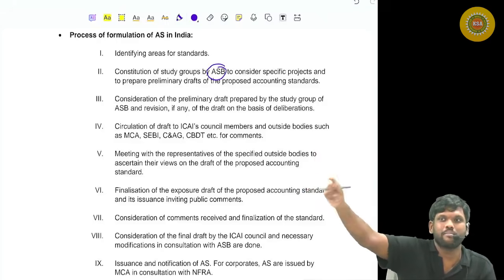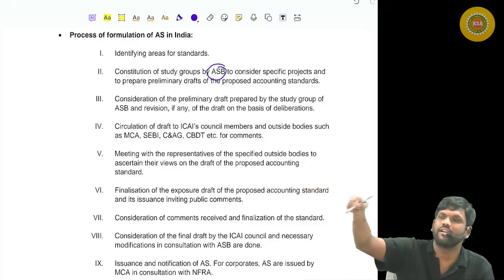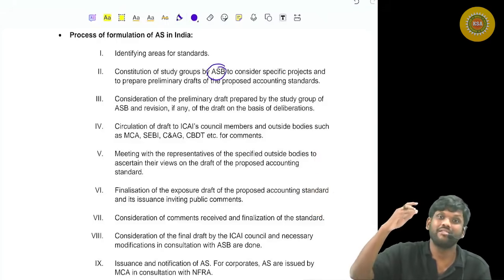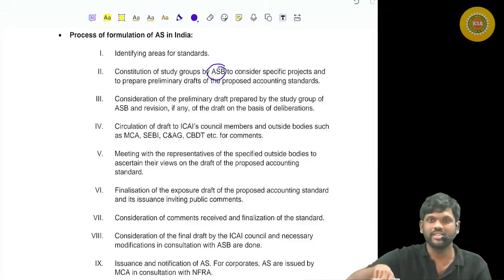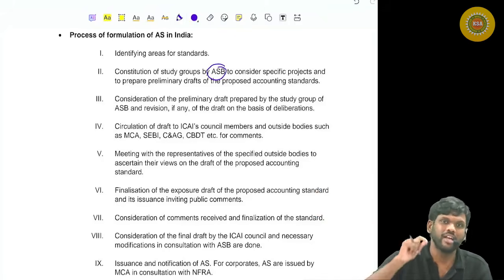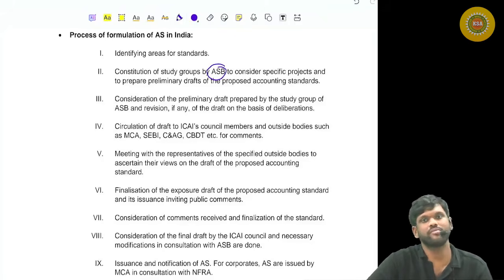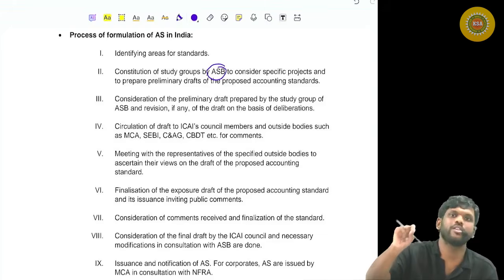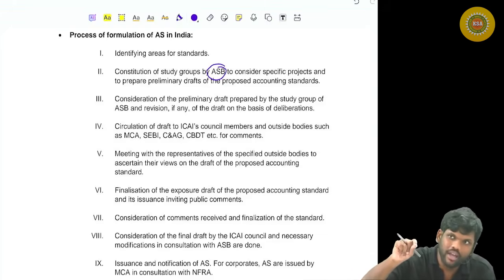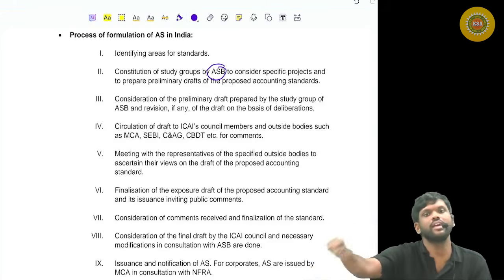Okay, for example, ICAI wants to create a new accounting standard. First they will write a draft, then they will send it to all CAs. They will say இந்த மாதிரி ஒரு புது அக்கௌண்டிங் ஸ்டாண்டர்ட் ஃபார்முலேட் பண்ணலாம்னு இருக்கோம், அதுக்கு ஒரு டிராஃப்ட் இருக்கு, you read and give your comments. Then based on whatever comments we give, if they think that some changes should be made, they will make those changes. Then it will be officially launched in the gazette.